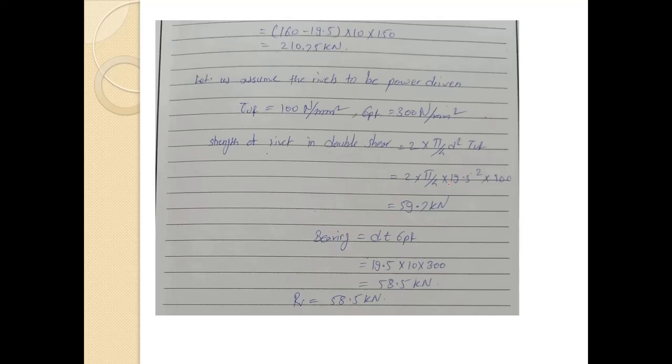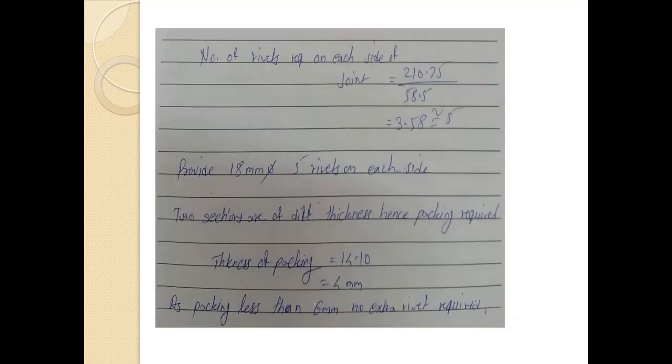So 2 into pi by 4 into 19.5 square into 100, that is 59.7, and the bearing strength is d into t into sigma pf. So that is 19.5 into 10 into 300, so that becomes 58.5 kilonewton. So the lesser of these two is 58.5 kilonewton, which is the rivet value. The number of rivets required on each side: the force 210.75 divided by the rivet value, so we are getting 3.58, but we are providing 5 rivets. So providing 18 mm, 5 rivets on each side.